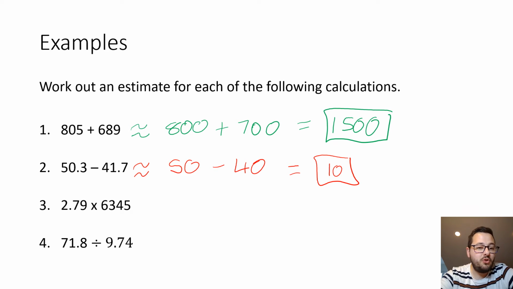Okay, so 2.79 times 6,345. Well, 2.79 I'm going to round to 3, and 6,345 I'm going to round to 6,000. And then 3 times 6 is 18, so 3 times 6,000 is 18,000.